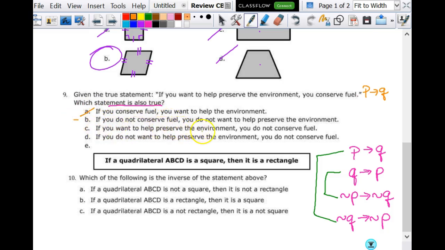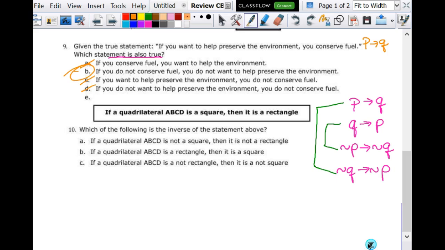If you want to help preserve the environment, nope. If you do not want to help preserve the environment, nope. So the only one that even starts with the if not Q part is this one. So let me just double check that it works. If you do not want to conserve fuel, then you do not want to help preserve the environment. So that is if not Q, then not P. This is the one that has the same truth value. Okay. All right, so then let's look at the next one.